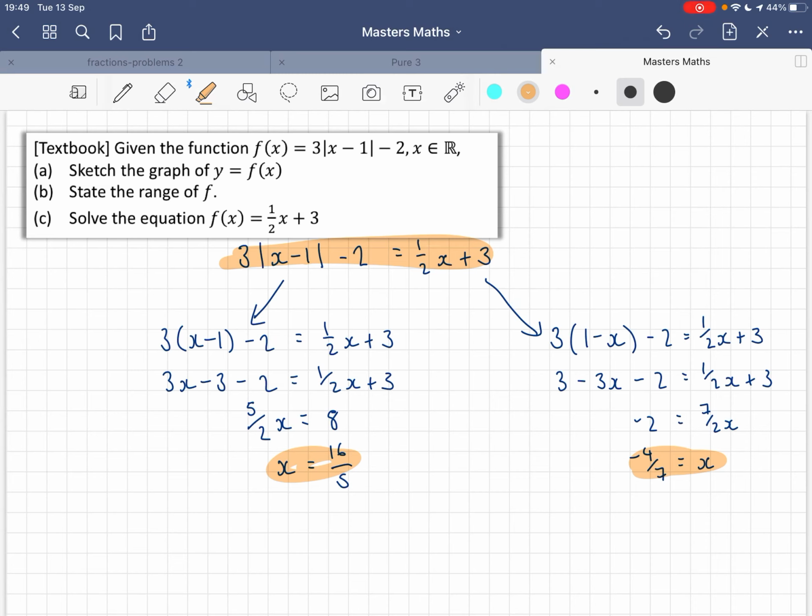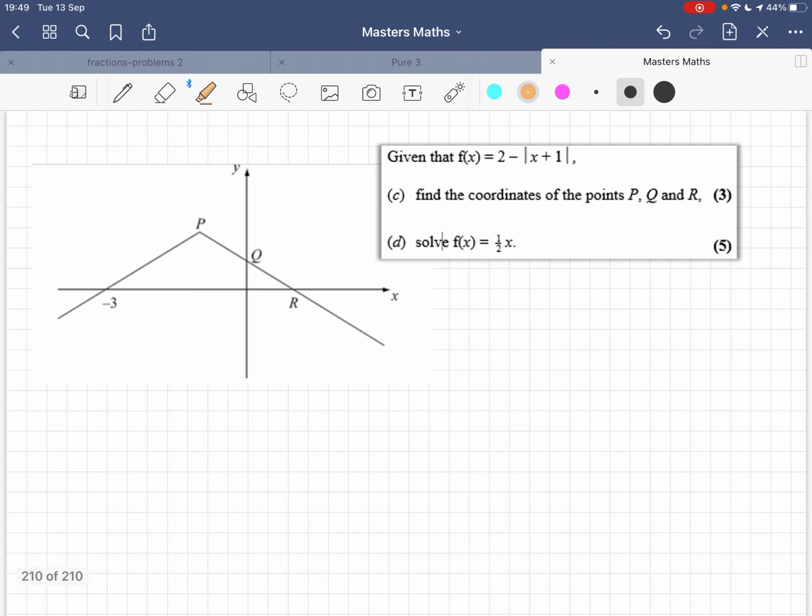And that's basically what the questions would be like in the exam, kind of sketching a graph, maybe a mention of range, and then solving some kind of equation involving a modulus. So one last example really quickly before I wrap this up.